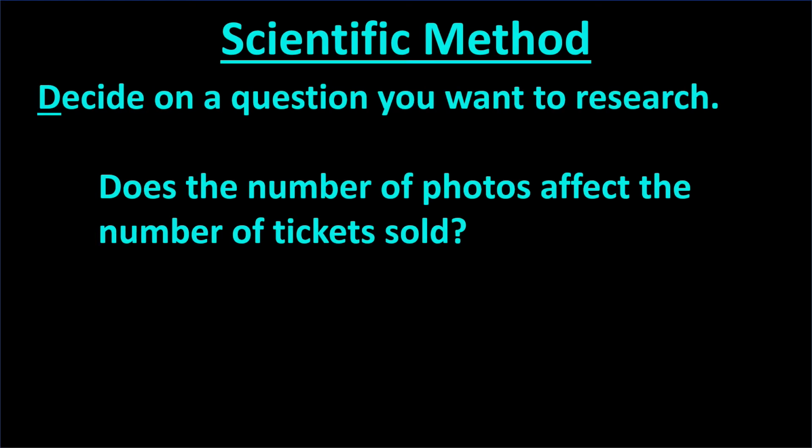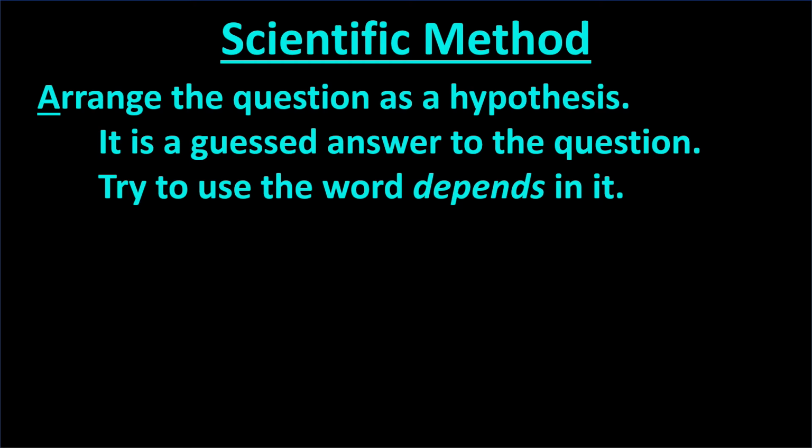The scientific method has 4 basic steps, which we can remember with the word data. The first step is to decide on a question. We'll use this question: does the number of photos affect the number of tickets sold? The second step of the scientific method is to make a hypothesis, which is a guessed answer.